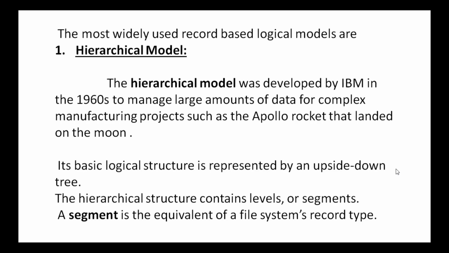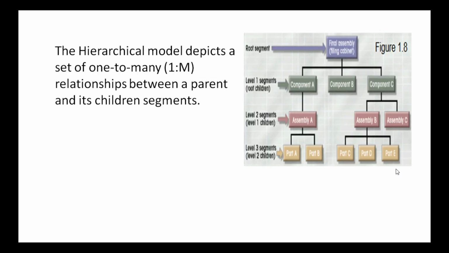That means the hierarchical structure contains some levels and segments. A segment is equivalent to the file system's record type. Just to see this diagram, it's a final assembly. It's a filling cabinet. That filling cabinet contains so many components: component A, component B, component C. And in order to form component A, we need assembly A. And for assembly A, you need two parts, part A and part B. It's a tree structure, a hierarchical tree structure.